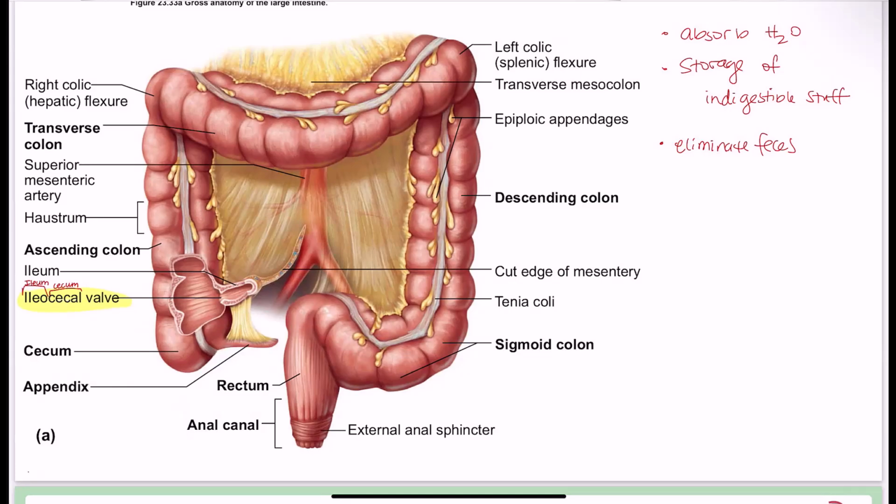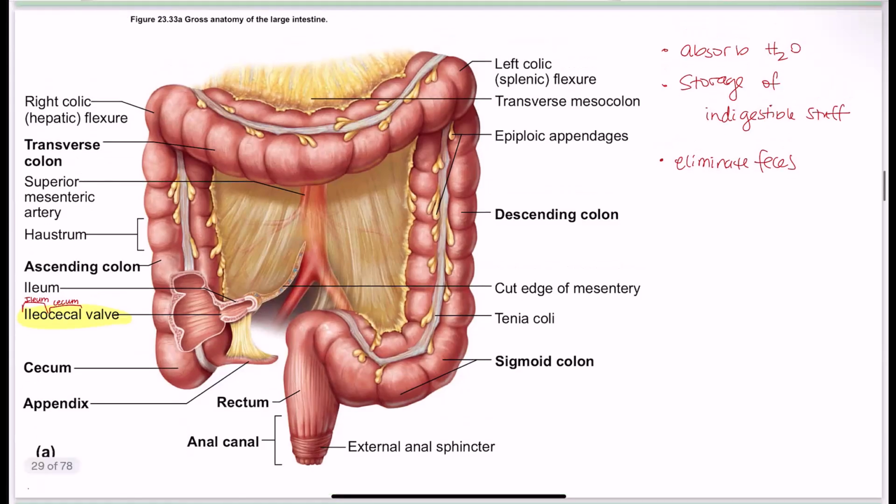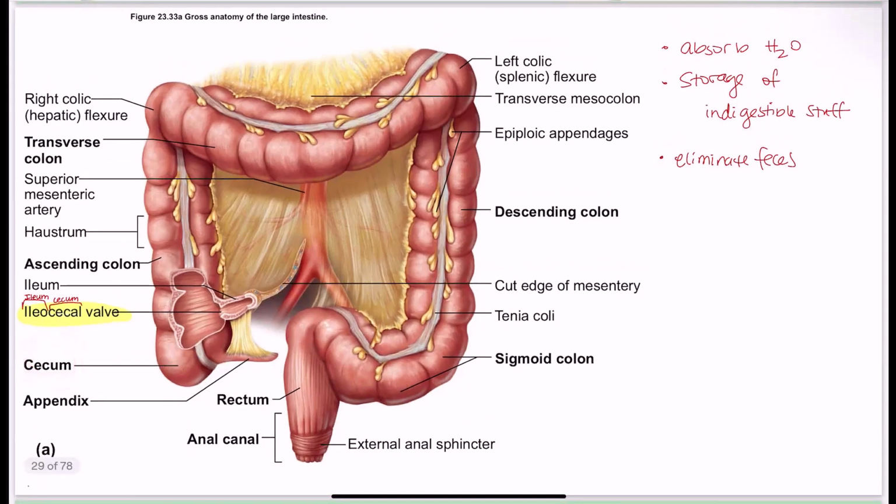The first portion of the large intestine is the cecum, and hanging off of that is the appendix. We talked about the appendix in the lymphatic system. And then once we get into the colon, there's the ascending colon that goes up, the transverse colon that goes across, the descending colon that goes down, and the sigmoid colon that kind of goes down, up, and around. Sigmoid refers to it being kind of S-shaped.